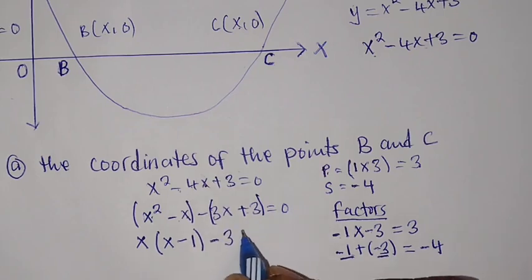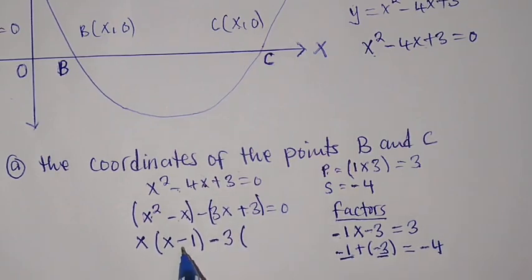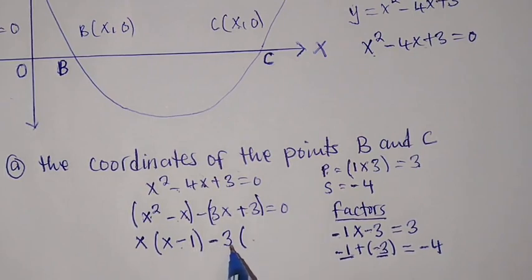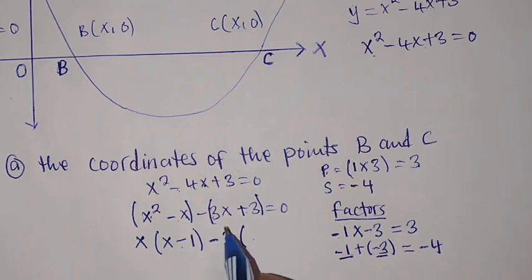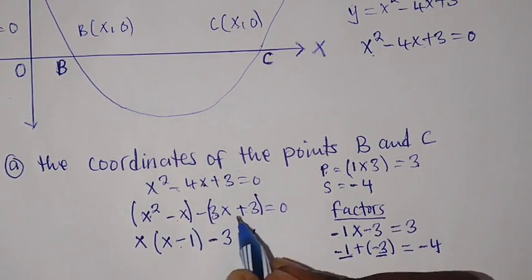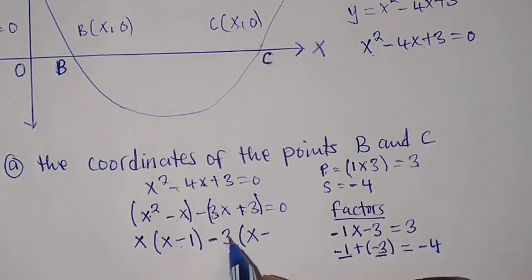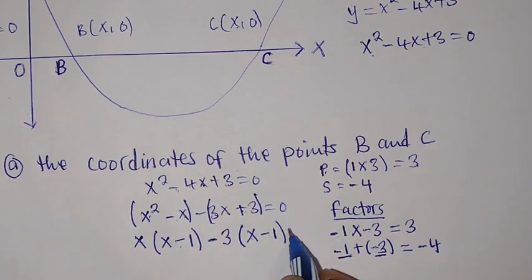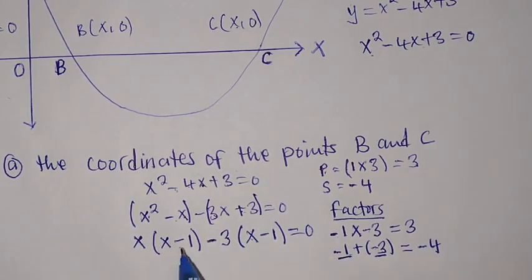So the 3 is common, open bracket. Whatever you have here, even here, should be the same. The moment it is different, just know that you have made a mistake somewhere. So 3 into 3x, the 3 and 3 will cancel, just remain with x. Negative times positive, it's a negative. 3 into 3, it's a 1. Then equal to 0. So you can see what is inside the brackets is the same.